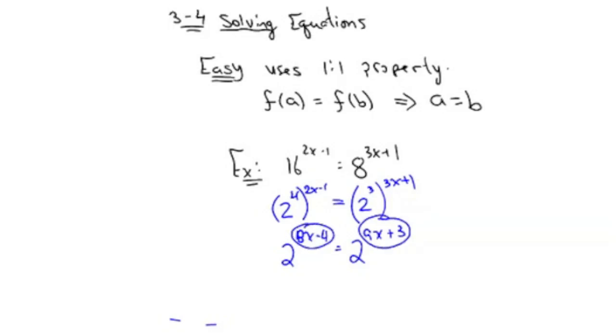You could say the 2s go poof, but it's not an inverse poof. It's a recognition. They're not algebraically going away. You're just saying, oh, the exponents must be equal.